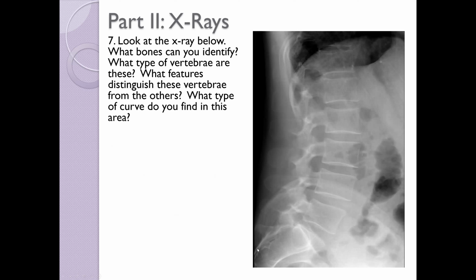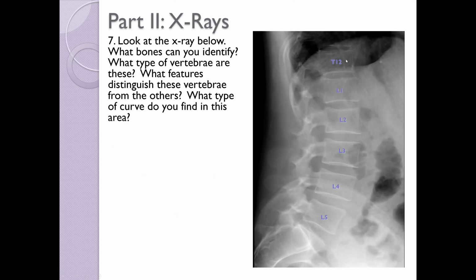Question 7, look at the x-ray below. What bones can you identify? What type of vertebrae are these? What features distinguish these vertebrae from the others? What type of curve do you find in this area? So these are your massive lumbar vertebrae. You have 5 of them, and they are labeled L1 to L5. So these are the ones that are going to have the most massive vertebral body. So you can see in the x-ray just how large they are.